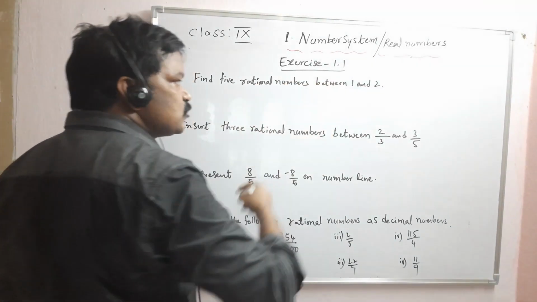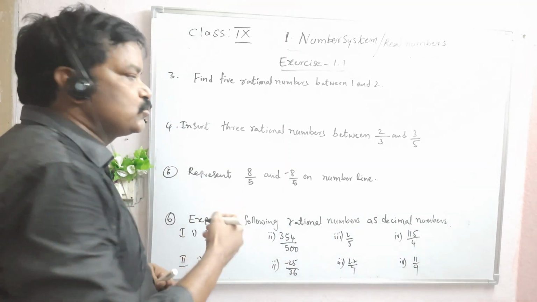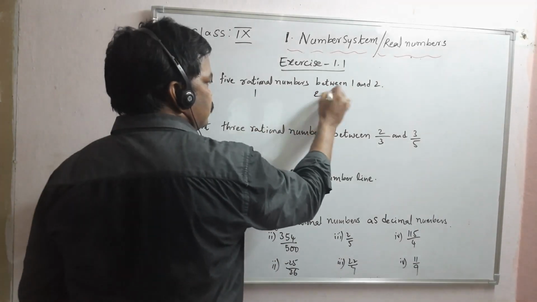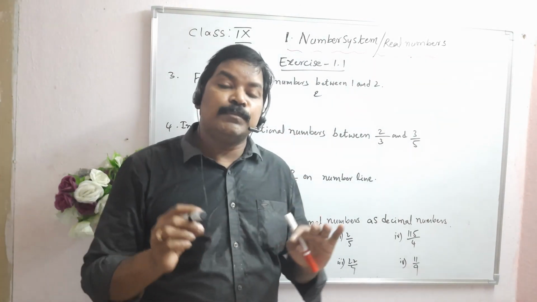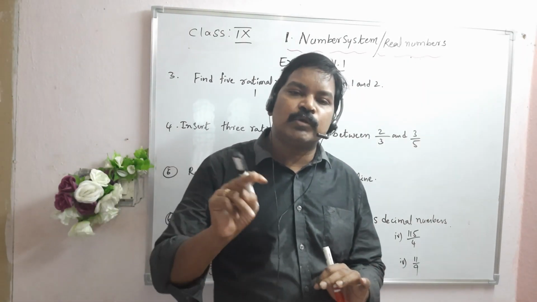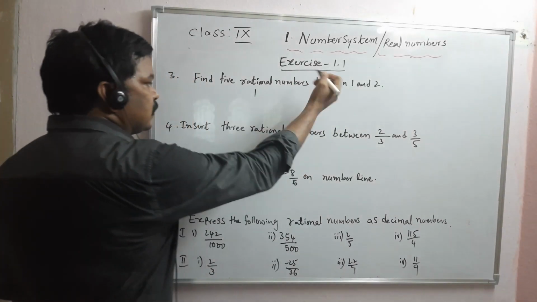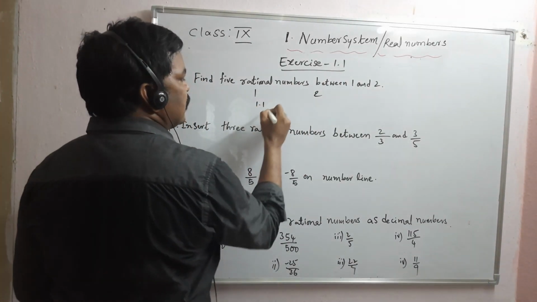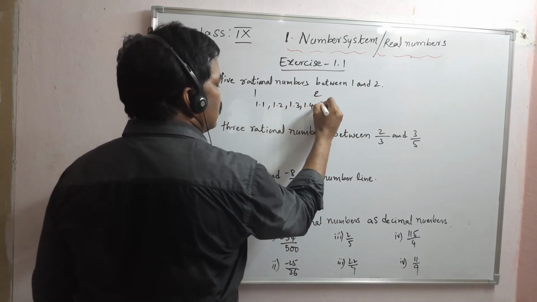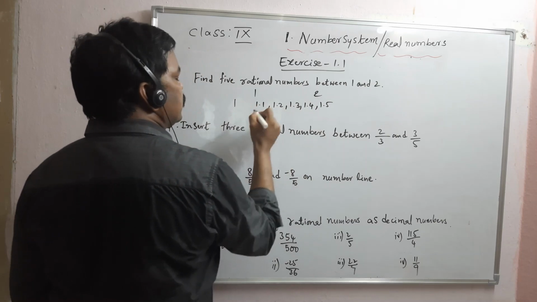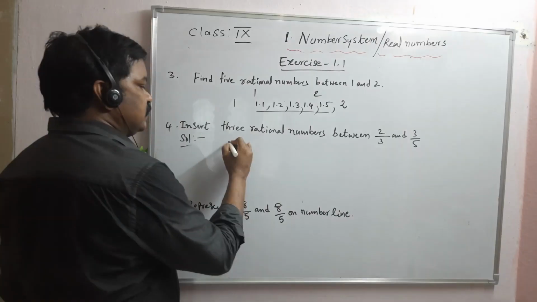Find 5 rational numbers between 1 and 2. We have to write 5 rational numbers between 1 and 2. See, there are infinitely many rational numbers between two rational numbers. See, 1.1, we can write 1.2, 1.3, 1.4, 1.5. So between 1 and 2, like that you can write more.